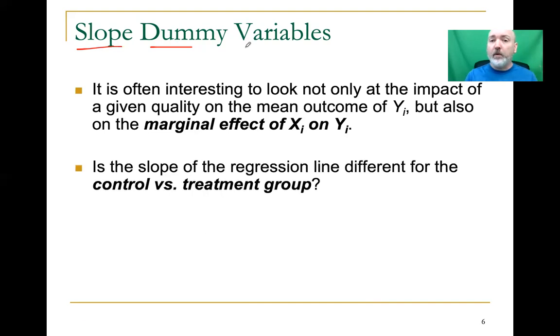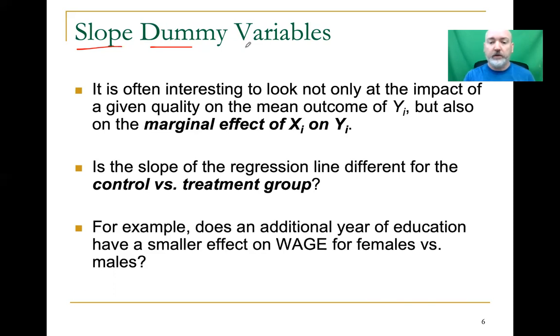Is the slope of the regression line different for the two groups? Male versus female, white versus non-white, econ degree versus non-econ degree. The effects of those qualities, right, can be more subtle than just affecting the mean value of y. They can affect how many continuous x variables influence the outcome of interest.